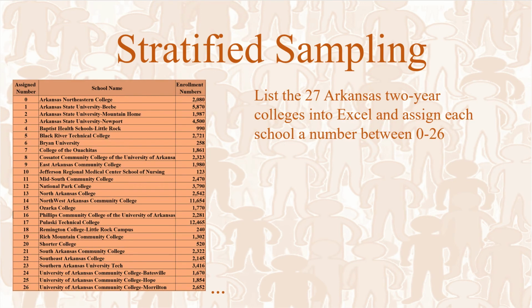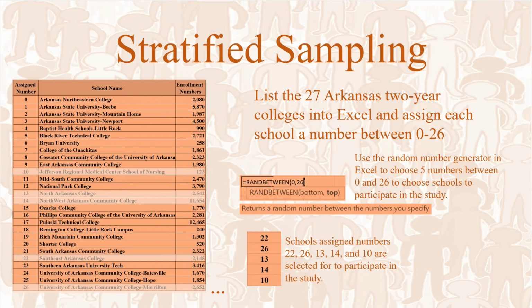Suppose that for this study, a stratified sample is taken. To perform a stratified sample, list the 27 Arkansas two-year colleges into Excel and assign each school a number between 0 and 26. Next, use the random number generator in Excel to choose 5 numbers between 0 and 26 to choose schools to participate in the study.